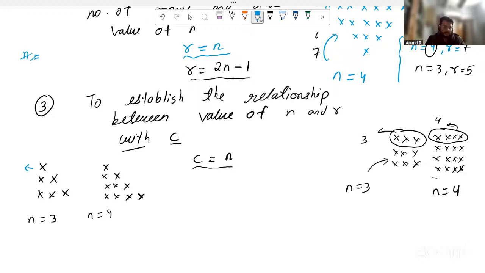What is the row number? Row number is 1 here. What is the row number over here? 2. And row number 3. If row number is 1, we have only one column. If row number is 2, we have 2 columns. If row number is 3, we have 3 columns. So can I say that the number of columns in each row is equal to the row number? Do you agree with me? That C is equal to R?